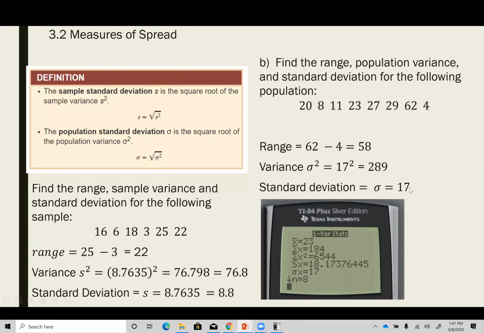So you don't have to do all the steps that I mentioned earlier in the five-step process. Your calculator can do that for you. You just need to know which output to take. Because of the output they give me, 17, the standard deviation is 17. All I need to do is take the standard deviation and square it to give me my variance. And I think this one is right: 62 minus 4, that's right, 58 is the range.